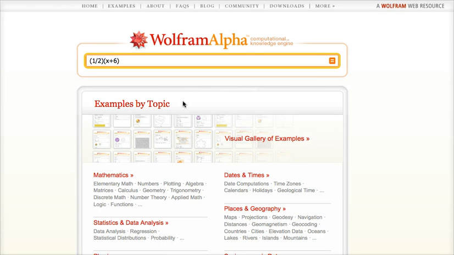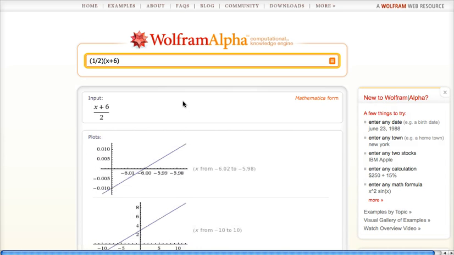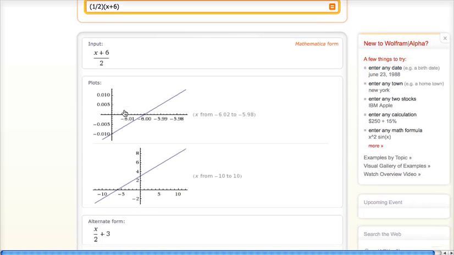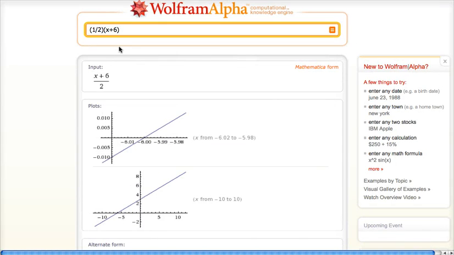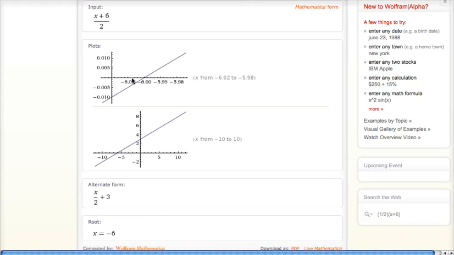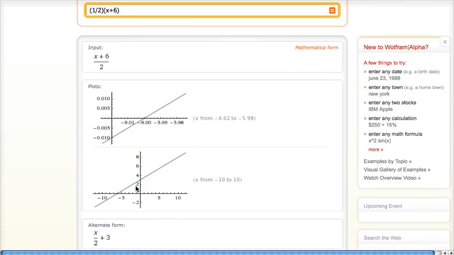So if you type in a simple expression, a half times x plus 6, Wolfram Alpha gives us 5 different outputs. Any expression you type in, Wolfram Alpha is going to solve. So giving kids homework assignments like this isn't going to help. So instead, tell them to type it into Wolfram Alpha. Tell them Wolfram Alpha is going to tell you 5 different things. What are those 5 different things, and why does it tell me these 5 things?